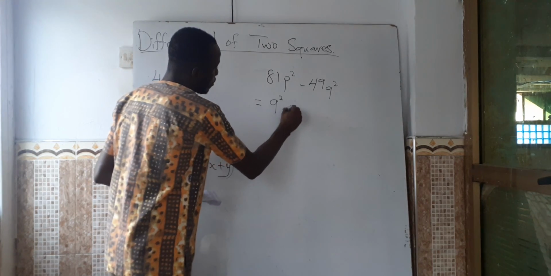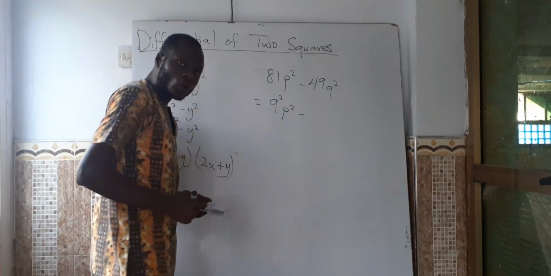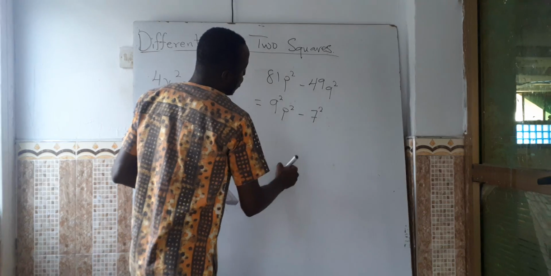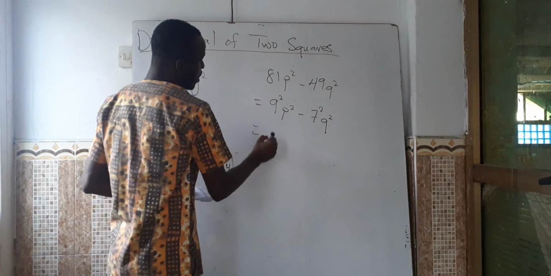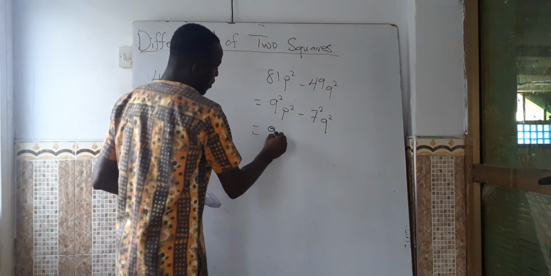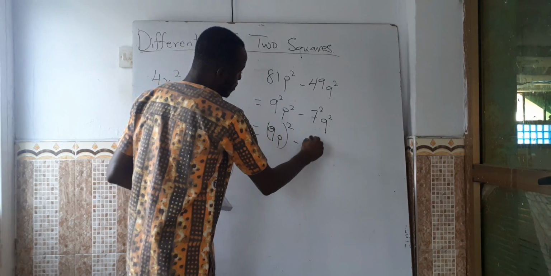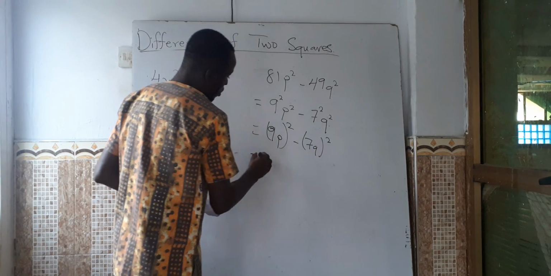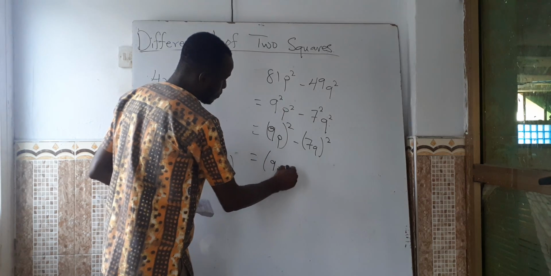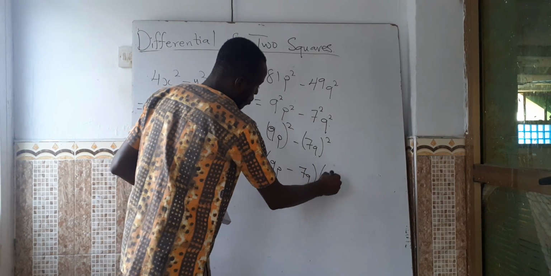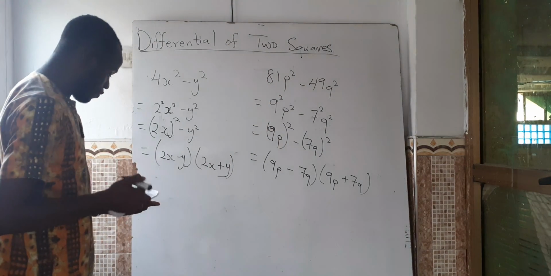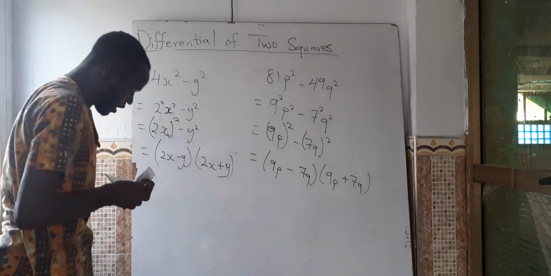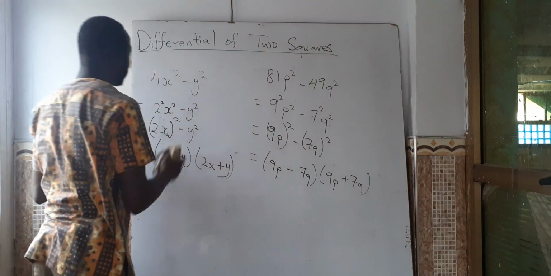p squared, minus 49 is the perfect square of 7, so 7 squared, and then the variable is q. So in here we will be having (9p) squared minus (7q) squared. So when we express this one in difference of two squares, you have (9p minus 7q) and then (9p plus 7q). All right, so these are expressed in the form of difference of two squares.